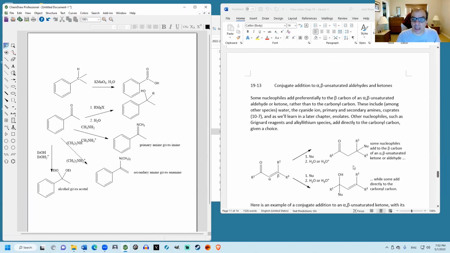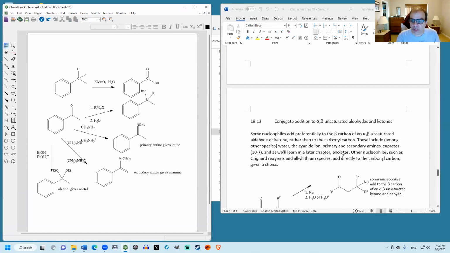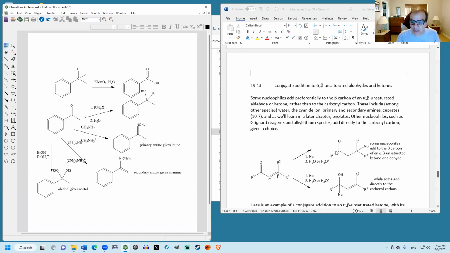And we also covered conjugate addition in this chapter. We learned that some nucleophiles, when they're reacted with an alpha beta unsaturated ketone or aldehyde, prefer to add to the beta carbon. And they're listed over here in the chapter. Water, the cyanide ion, primary and secondary amines, cuprates, and enolates. At the time, we didn't yet know what an enolate was, but now we do. And then there are those nucleophiles that prefer to add directly to the carbonyl, like this. That would include your Grignard reagents, alkyl lithium species, hydride reagents, prefer to add directly to the carbonyl carbon.